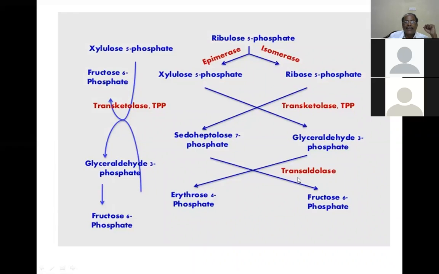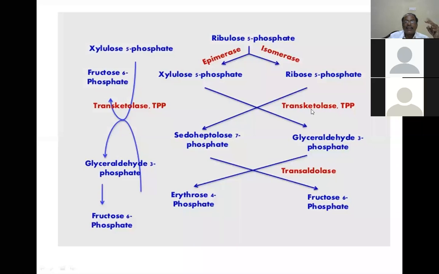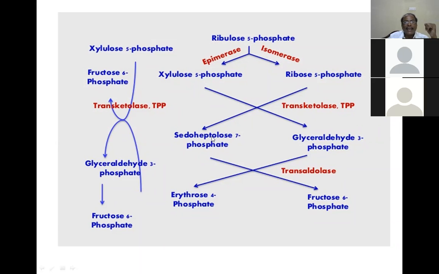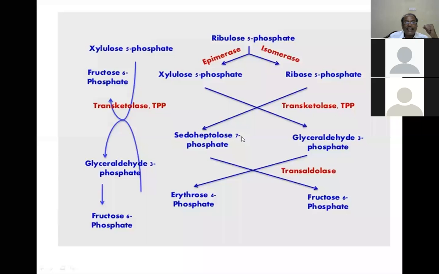Transketolase transfers a 2-carbon compound, whereas transaldolase transfers a 3-carbon compound. Where will we get the 3-carbon compound from? From here. What shall we do? From the 7-carbon sugar, we will cut the top 3 carbons along with the keto group.